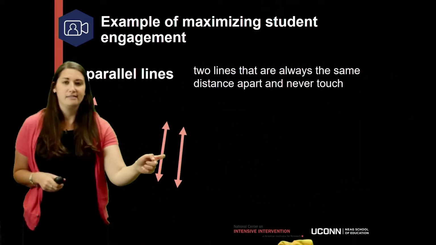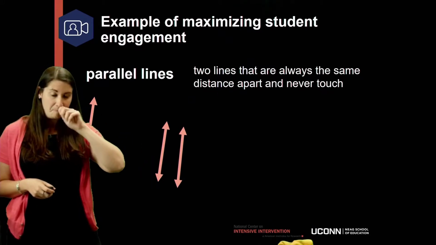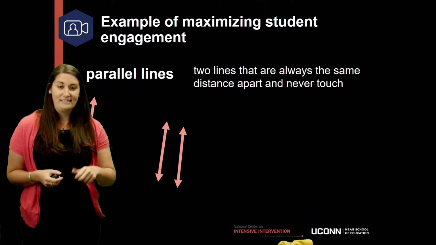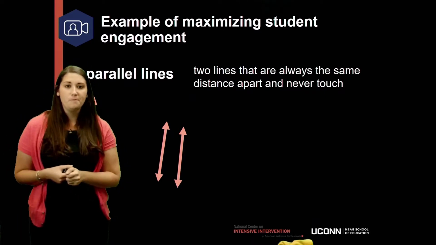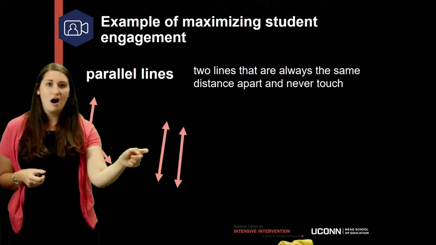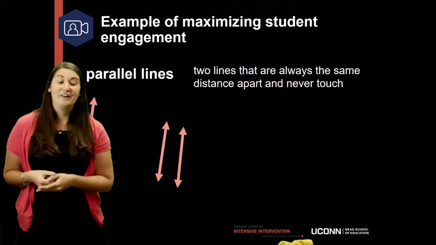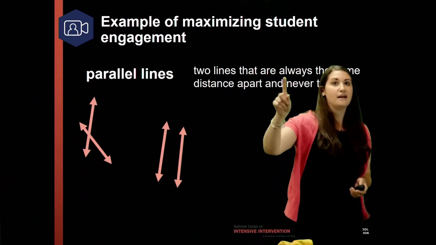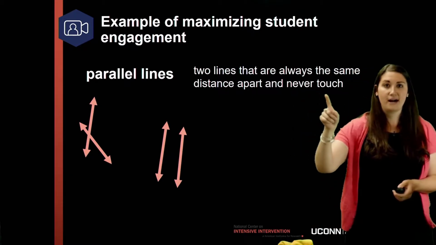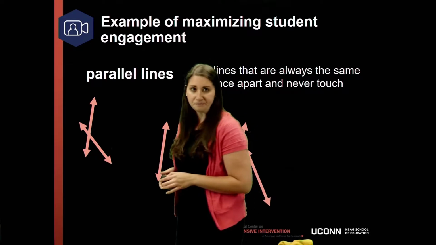Let's look at these lines. Are these lines parallel lines? Thumbs up or thumbs down? I see a lot of thumbs up. These are parallel lines. Turn and talk to a new partner and tell them why these are parallel lines. I heard a lot of good discussion. Everyone was saying that these are parallel lines because they're always the same distance apart and they never touch. Very good. Let's look at one more together.